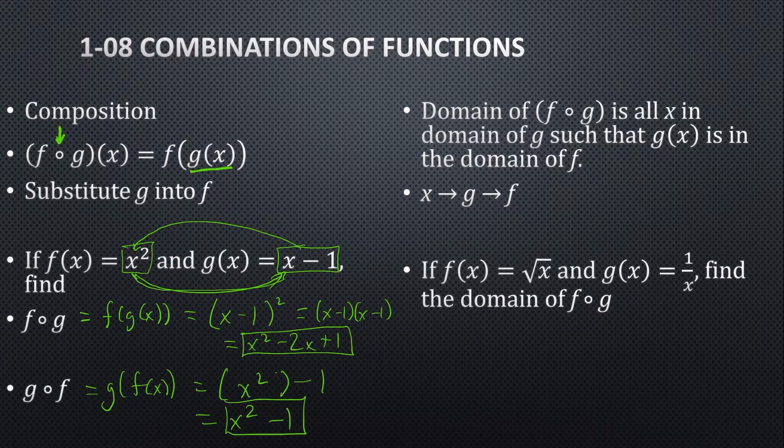So if f of x is the square root of x and g is 1 over x, find the domain of f composed with g. All right, the domain of g is x can't be 0 because you can't divide by 0. The domain of f is x has to be greater than or equal to 0.